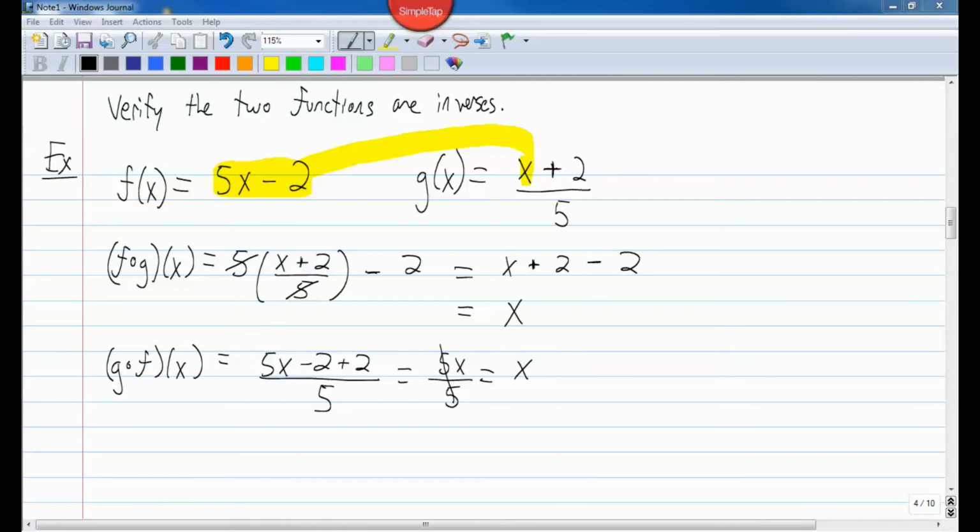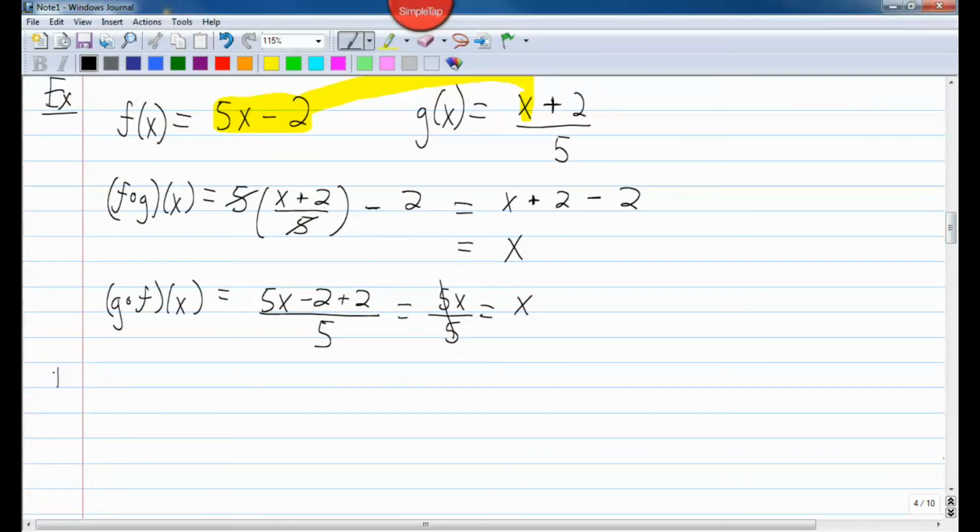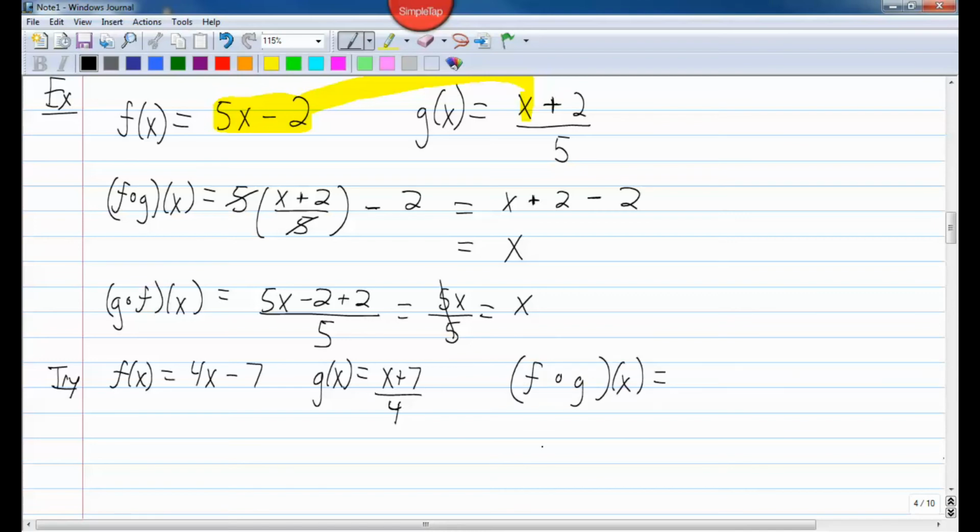Okay, so I want you to verify that these two functions are inverses. F of x equals 4x minus 7, and g of x equals x plus 7 over 4. So I want you to find f of g of x and g of f of x. Take a few minutes and do that.